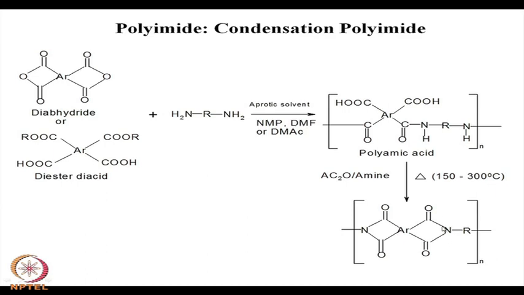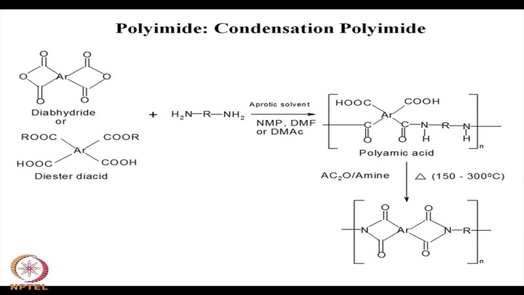Once this imide ring formation is complete, it becomes insoluble and infusible. At this point of time I should mention that although initially, till the polyamic acid stage, this polymer remains thermoplastic, once this imide ring is formed, it becomes thermoset, and by that time this polymer has already covered the fiber in the composite. Also it gives a very good bonding with the fiber, this matrix resin gives a very good interface bonding with the fiber surface.